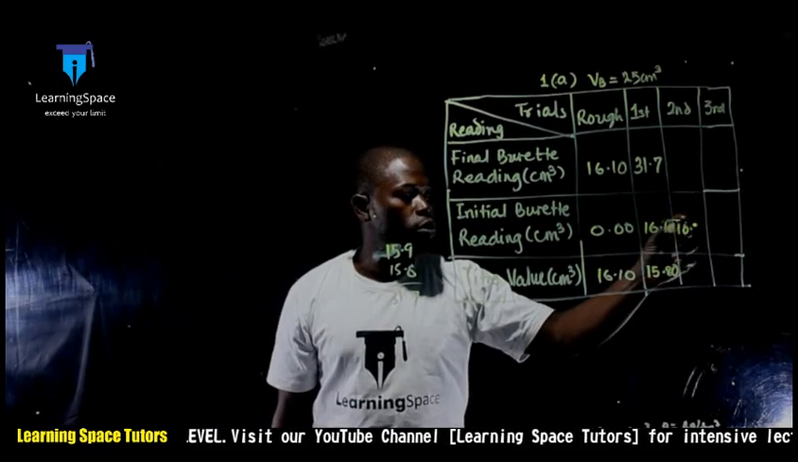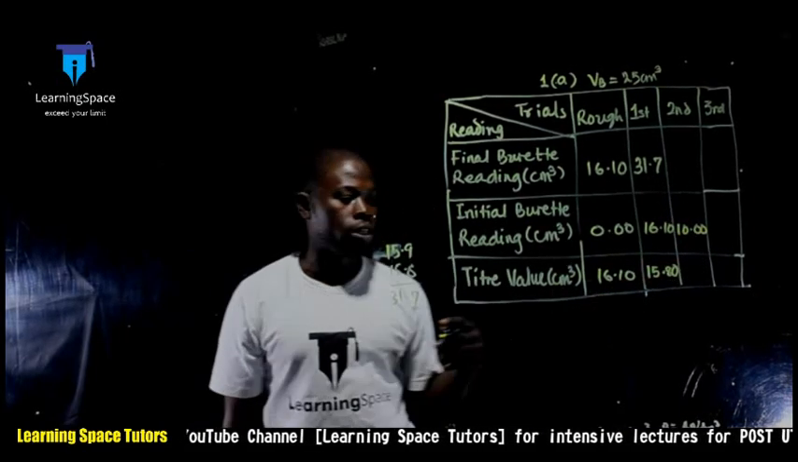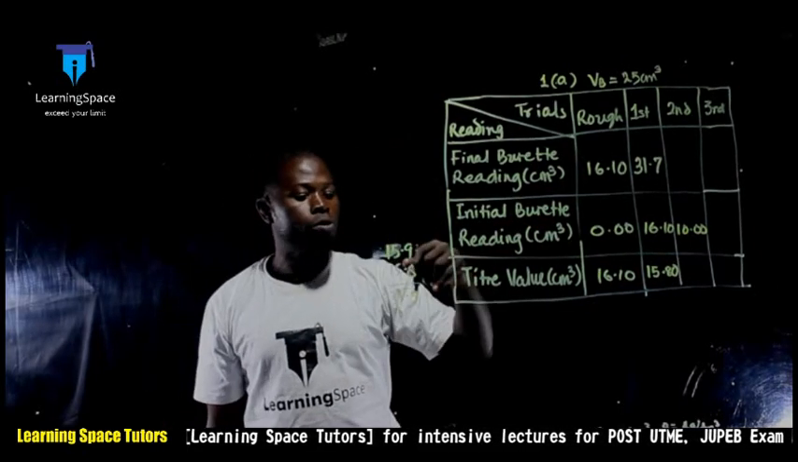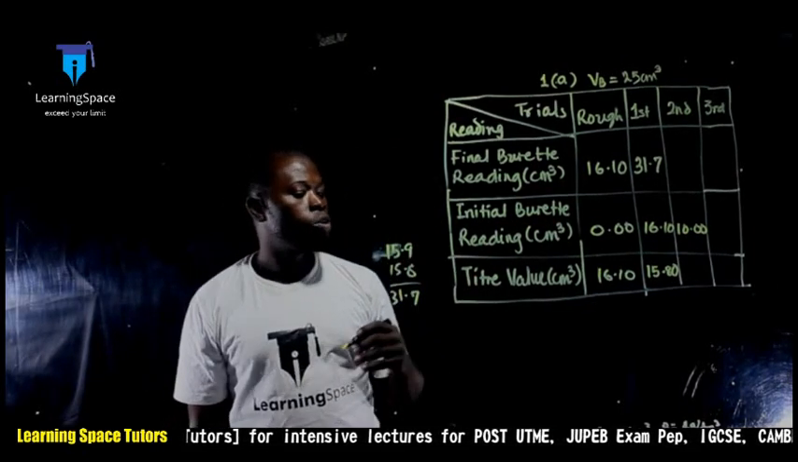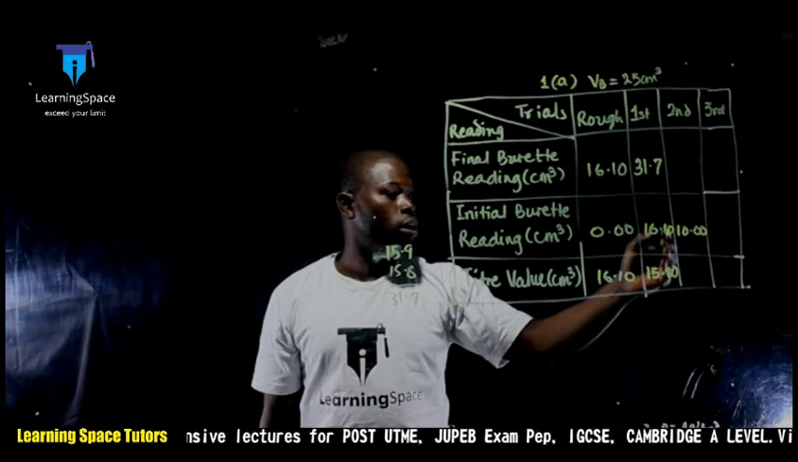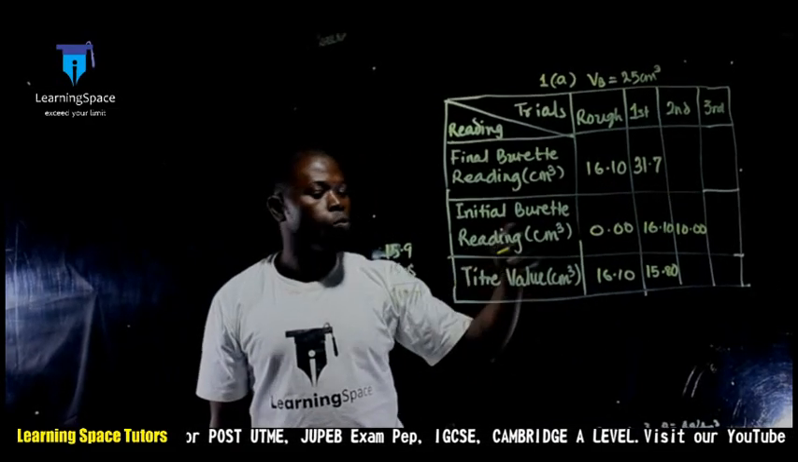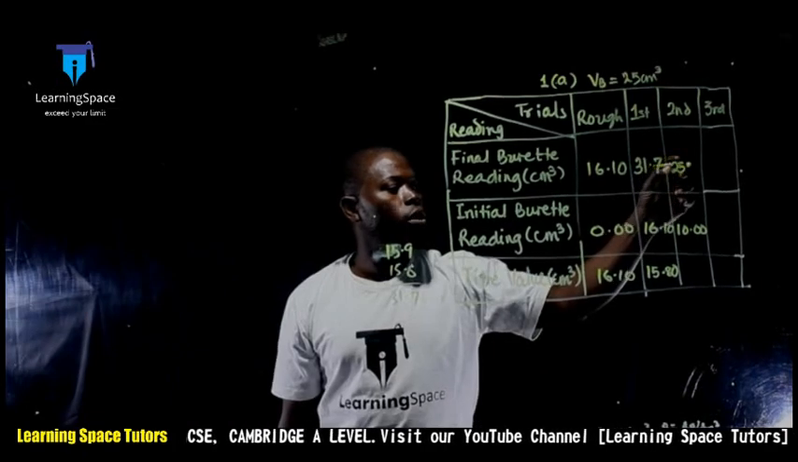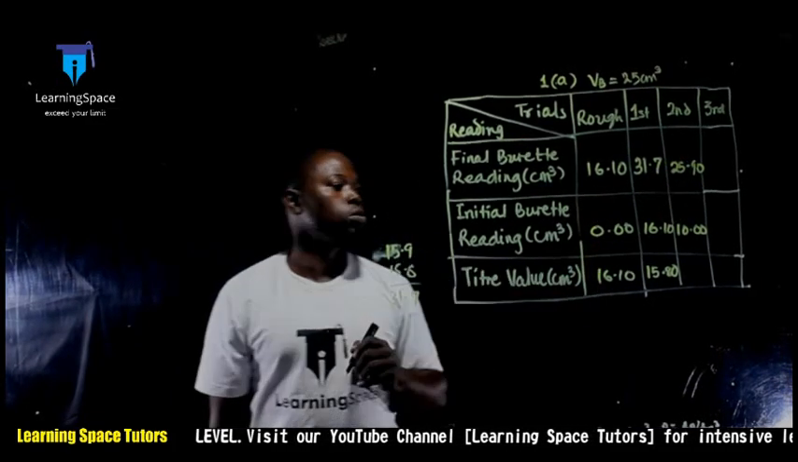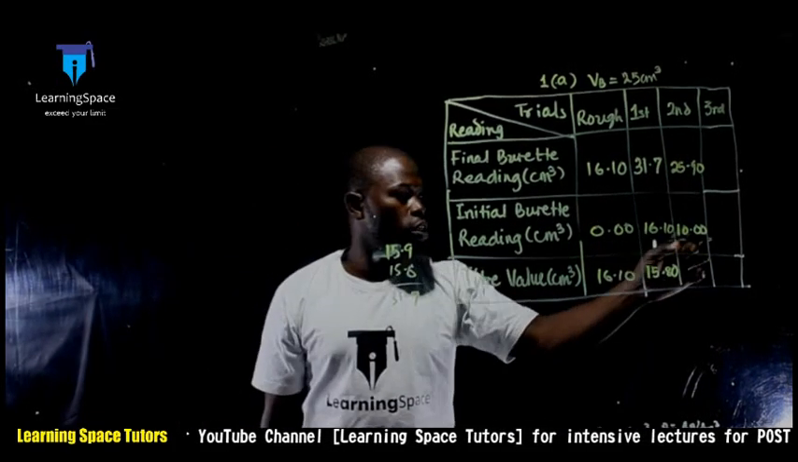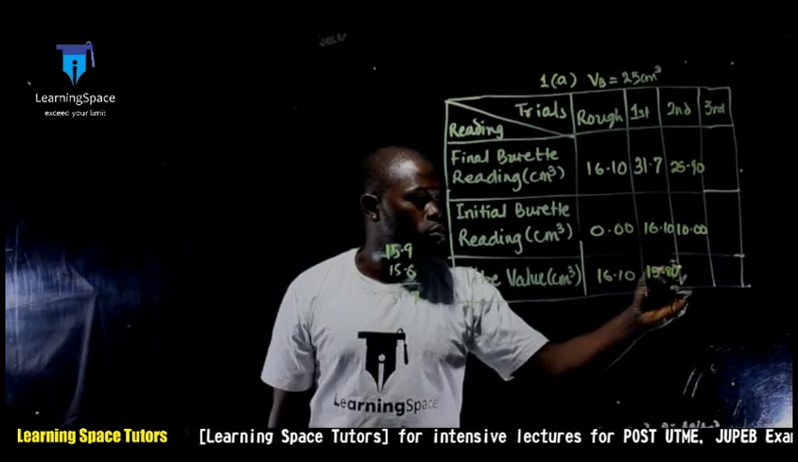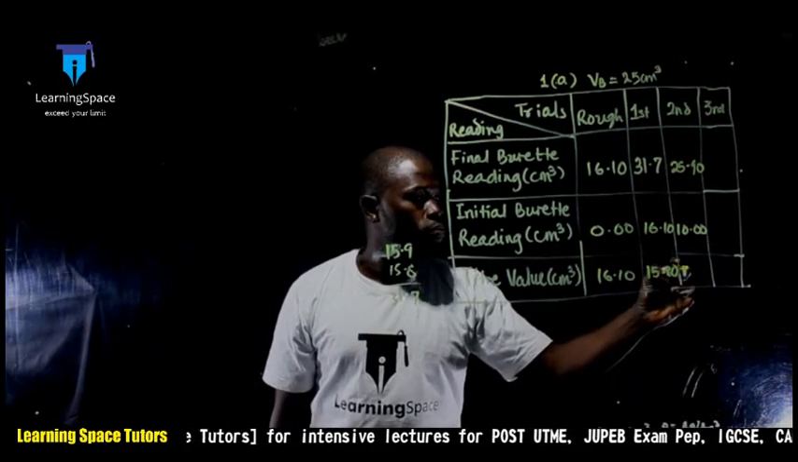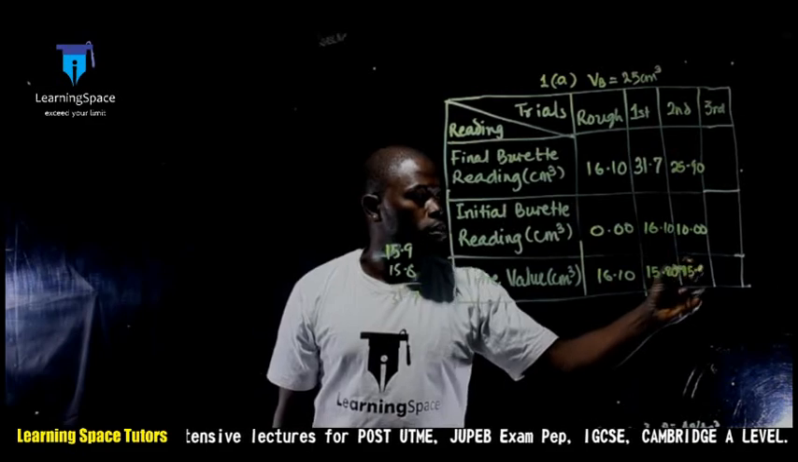Then we can start the burette probably from 10 again. That is when you fill the burette to something around 10. Let's assume that we are not filling it to 0. At the end of the day, we have 25.90 as the final burette reading. The difference between this and this is going to give you 15.90.